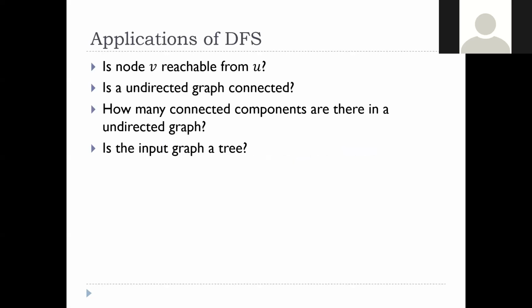Another consequence of the claim we just saw is that if a node V is reachable from U, namely it is a descendant of U, then the finish time of V will be first, before we finish exploring U. Okay, so let's see an application of the DFS algorithm.